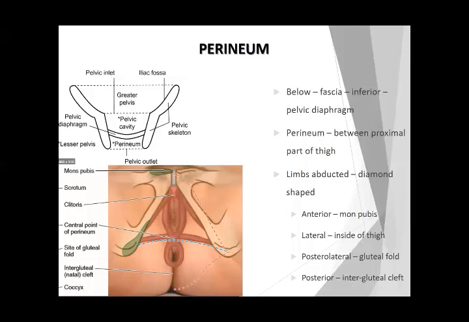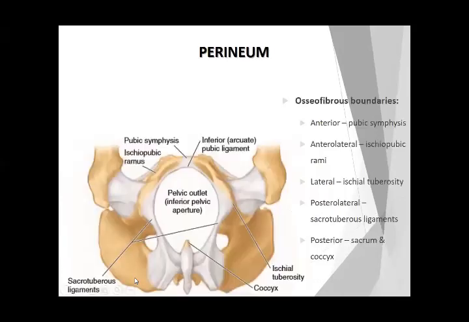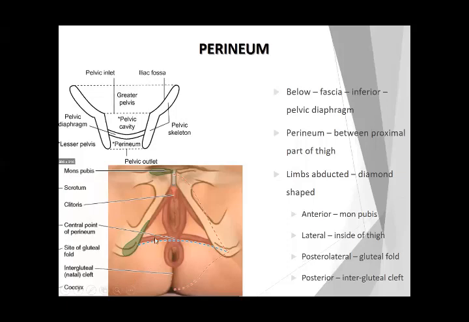between the uppermost part of the medial two thighs. That is the area of the perineum. However, when the limbs are abducted, they are wide apart. The perineum is then the area which is between the mons pubis anteriorly, the insides of the thigh laterally on either side, posterolaterally the gluteal folds, one on either side, and still posteriorly is the intergluteal cleft.